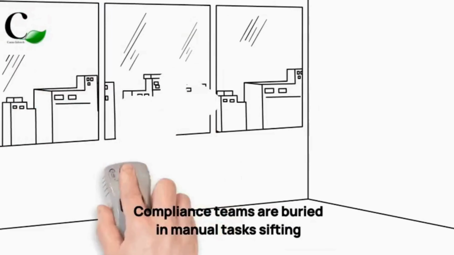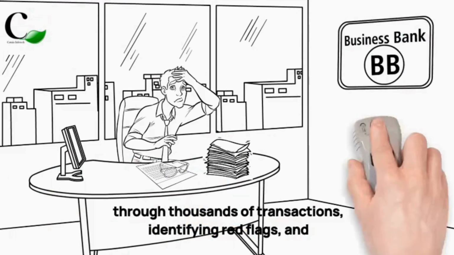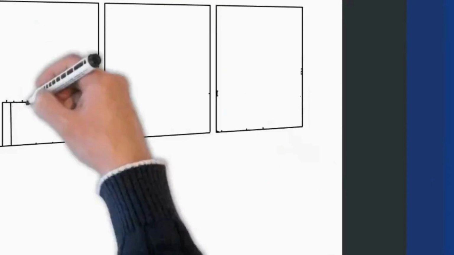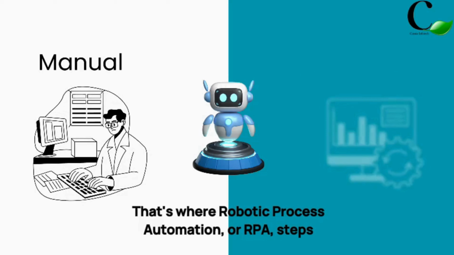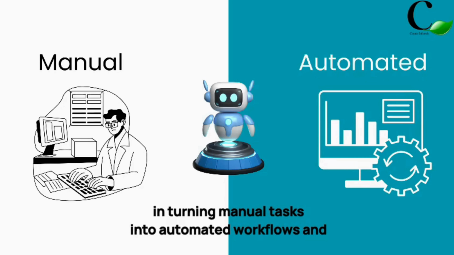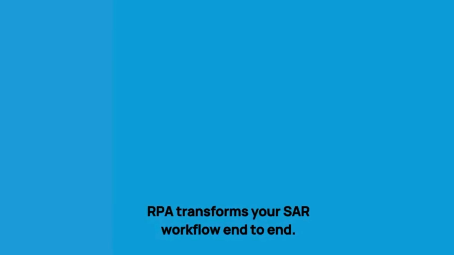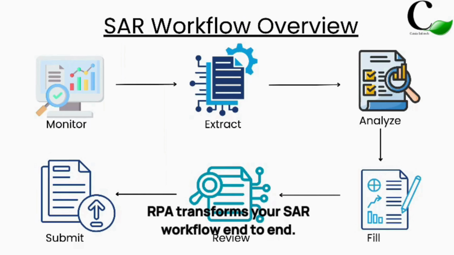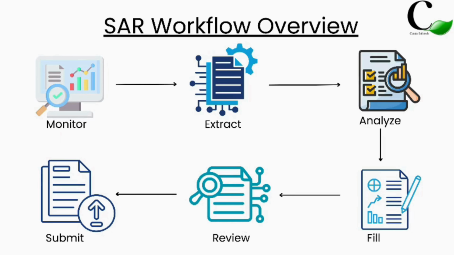Compliance teams are buried in manual tasks, sifting through thousands of transactions, identifying red flags, and drafting reports. That's where Robotic Process Automation, or RPA, steps in, turning manual tasks into automated workflows and accelerating the entire SAR process. RPA transforms your SAR workflow end-to-end. It monitors, extracts, analyzes, autofills, reviews, and submits the form.